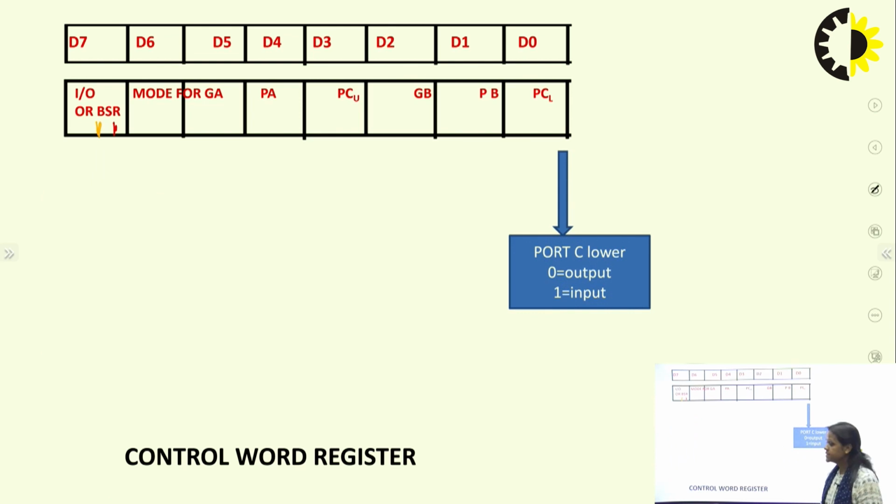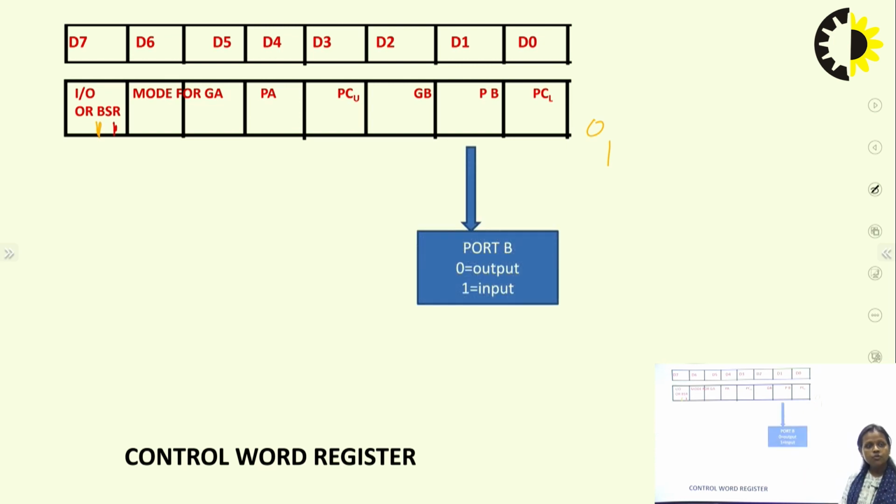Then next is D0. This is for port C lower. If we want port C lower to work as an output, we will give 0 here. Otherwise, if we want port C lower to work as an input, we will provide 1 here. Then next is for port B. Again, if we want port B to work as an output, we will provide 0, and if we want port B to work as an input, we will give 1.